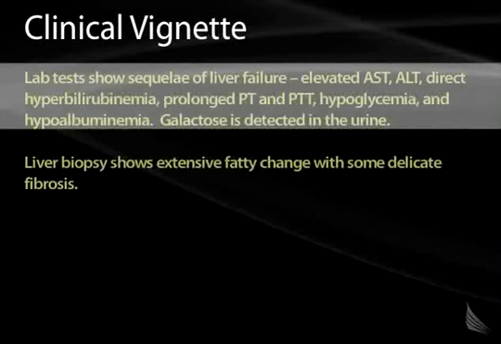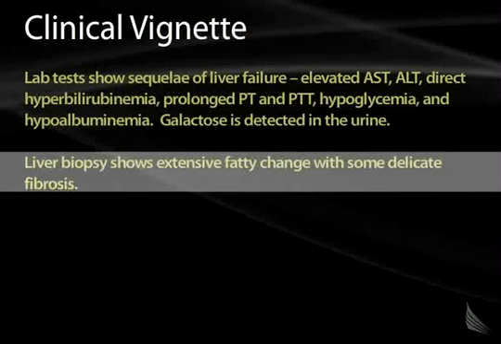When you do some laboratory tests, you see that she has all the sequelae of liver failure. She has elevated liver function tests like AST and ALT. She has a direct hyperbilirubinemia. She has prolonged clotting times, PT and PTT. She has hypoglycemia and hypoalbuminemia. You also detect galactose in her urine. A liver biopsy shows extensive fatty change with some fibrosis.